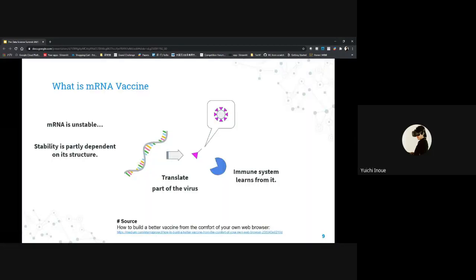The problem with mRNA vaccines is that mRNA is a very fragile substance. So even if it is injected into the body as a vaccine, there is a possibility that it will be broken down quickly. To prevent this, how to maintain the stability of mRNA is a very important topic. And the stability of mRNA depends on the secondary structure of mRNA.